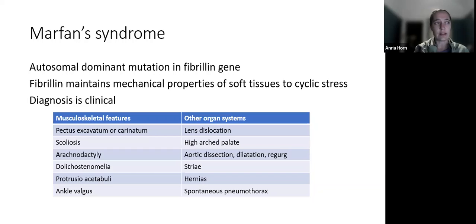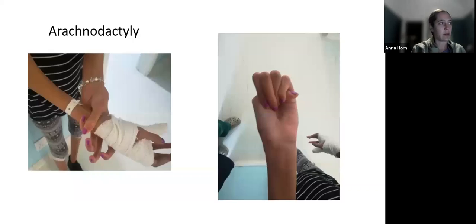And then the other organ systems, and of course, if you're going to be treating these patients, you want to book surgery for them, you need to know about that. So the lens, the high arched palate, aortic dissection, dilatation, and regurgitation, hernias, and spontaneous pneumothoraces.